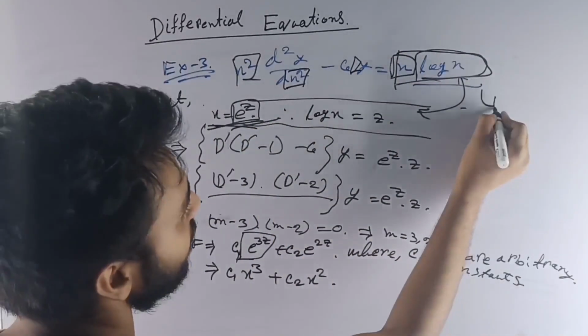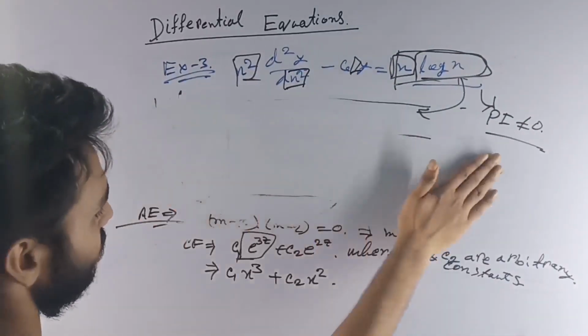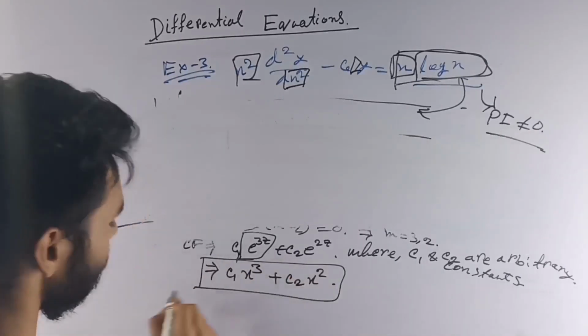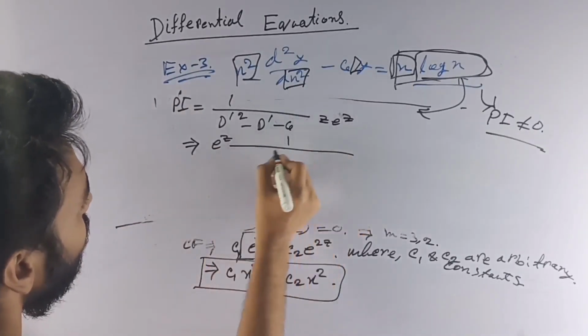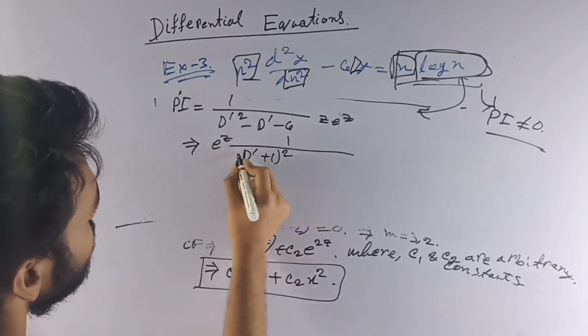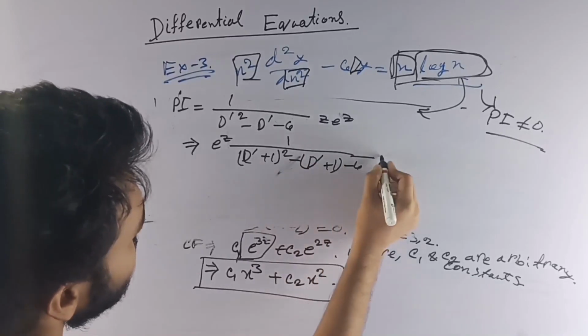Okay, from this, it's the PI form as well, the PI not equal to 0. Yes, so find the PI also, it's very important. Therefore PI equals 1 by D naught square plus D naught minus 6 times of z times of e to the power z. That means e to the power z.